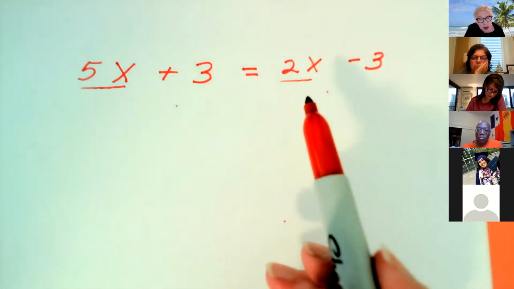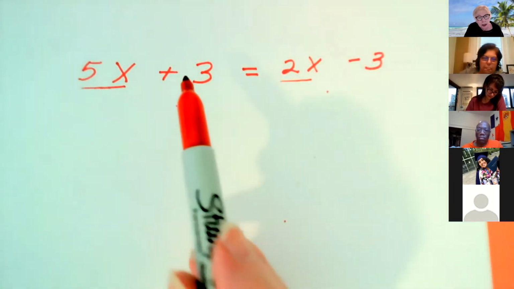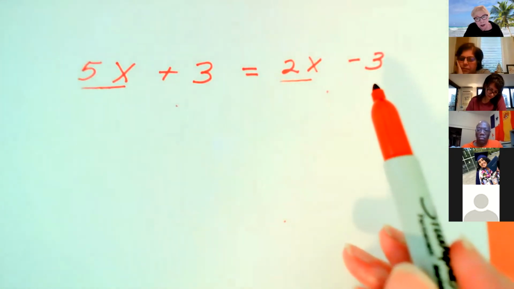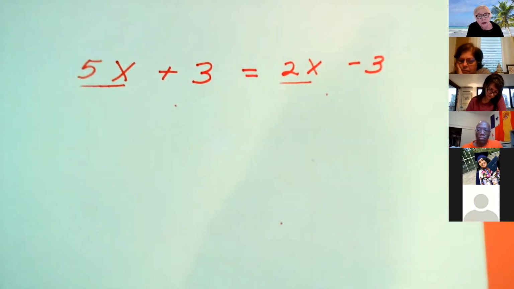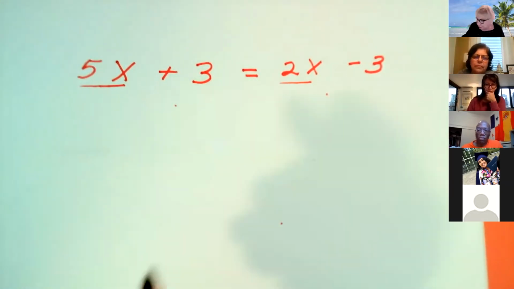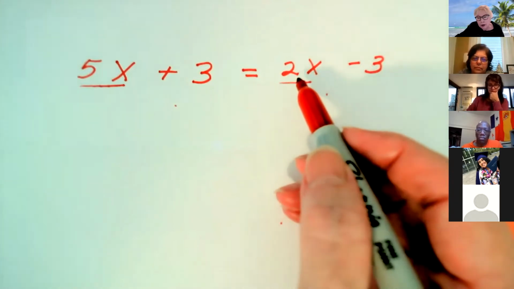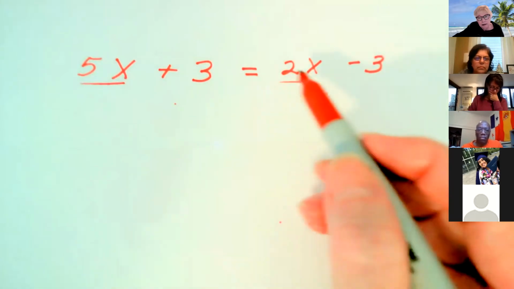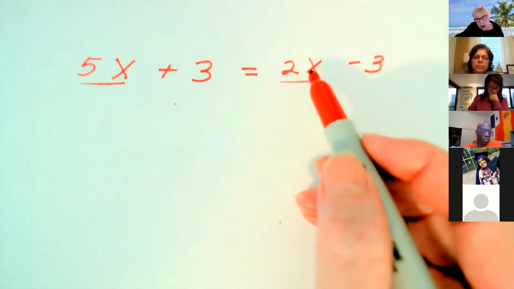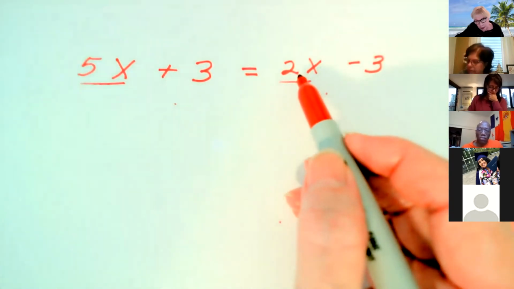So what I'm going to suggest is once each side is as simple as possible, and I'm going to write this all out, you move the X's to the same side, and I don't care which side it is, but get them together. I go after the smaller one. And so I'll write this out for you. This is 5X and this is 2X. I would go after this one.